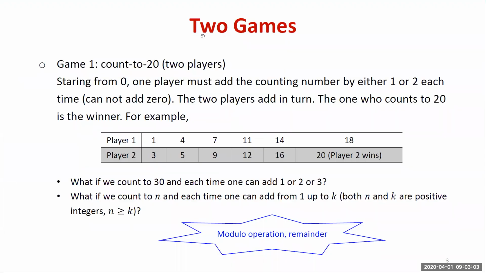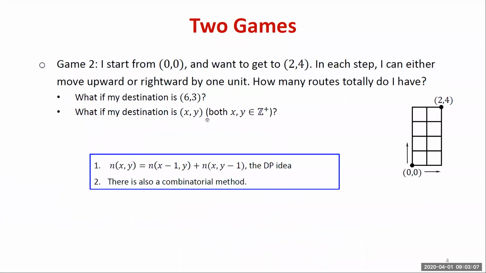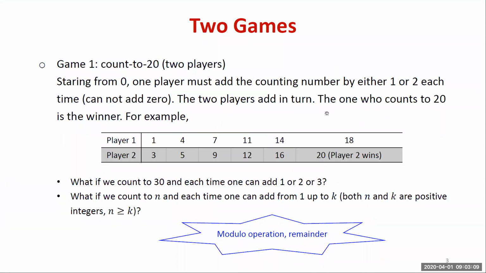In the very beginning, let's play a game. And again, I would invite people to play it with me. The game description is like this. From 0, I need 2 players. I will be one of the players. One player must add to the counting number either 1 or 2 each time. So you cannot count 0, nor can you count 3. The 2 players add in turn. The one who counts to 20 is the winner.